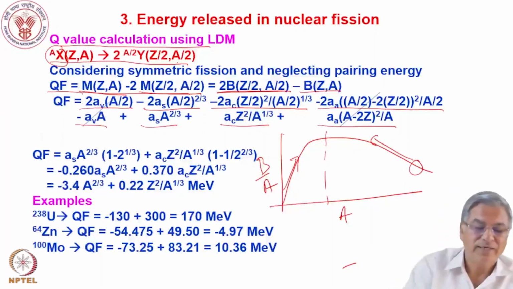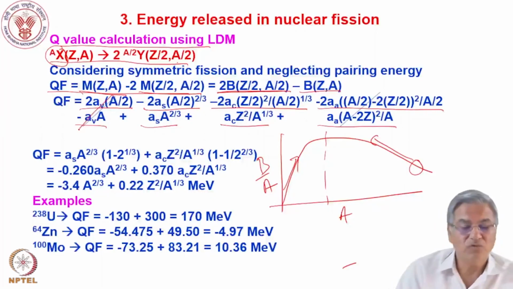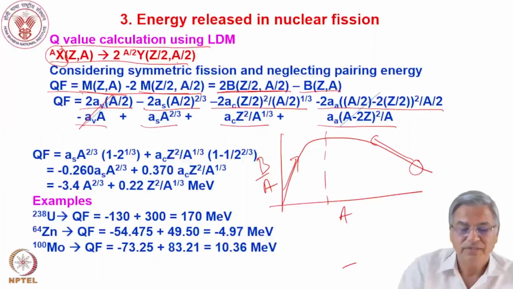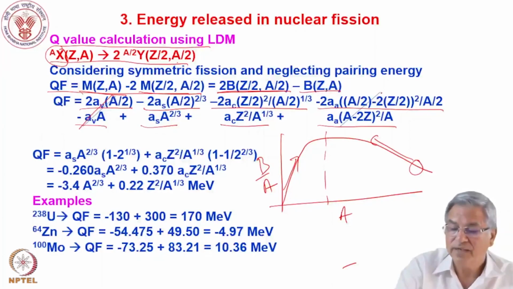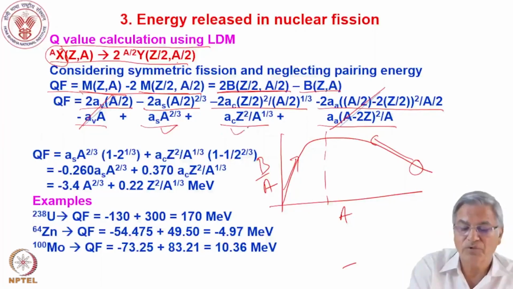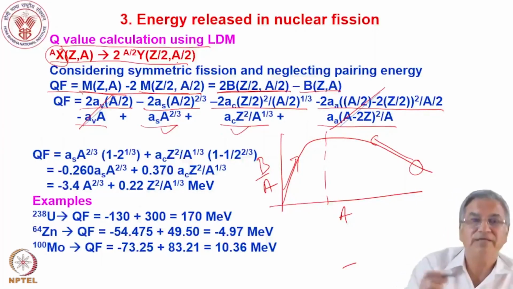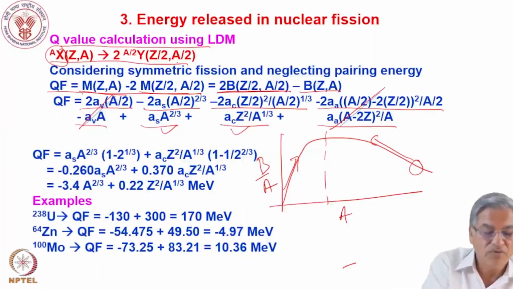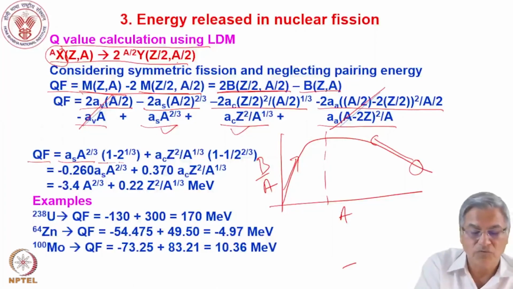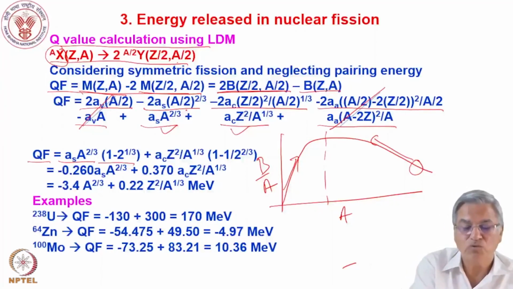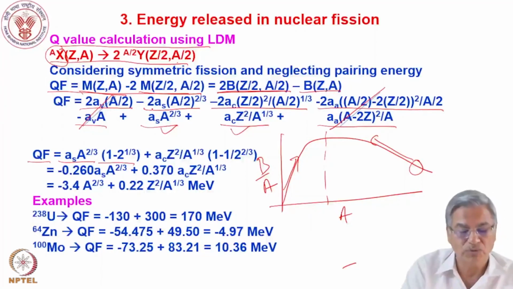Now you can see here this volume energy term will cancel out, because 2 into AV into A by 2 means AV into A. Similarly, the asymmetry energy term will cancel out, whereas the surface energy and the Coulomb energy terms will not cancel out because they contain exponents on the A by 2 and A. So you can write now the Q for the fission will be AS A raised to 2/3. You can take out, it will be left with 1 minus 2 to the power 1 by 3. You can see here from A by 2 to the power 2 by 3, and 2 is outside, it will become 1 by 2 to the power 1/3.